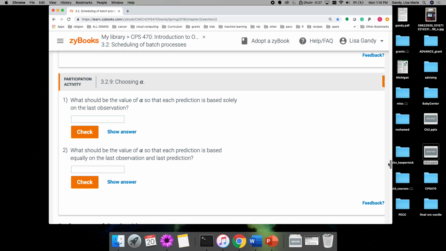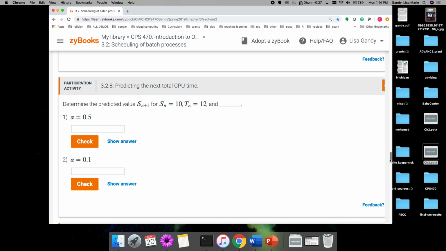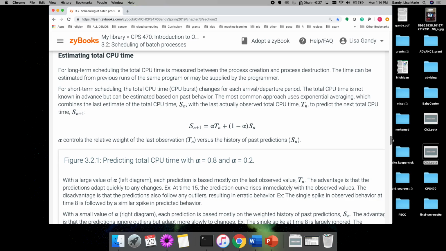And I forgot to add this in, and so I will put that in the slides, but let's do these two. So determine the predicted value Sn plus 1 for Sn equals 10 and Tn equals 12. So let me just write the equation up here. It's very simple. Sn plus 1 equals alpha Tn plus 1 minus alpha Sn. Okay, that's our equation.